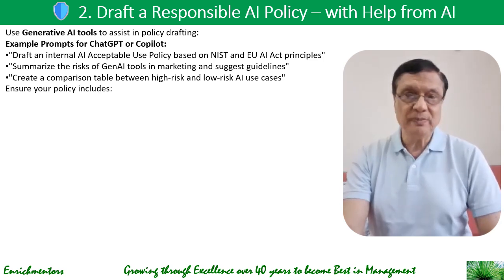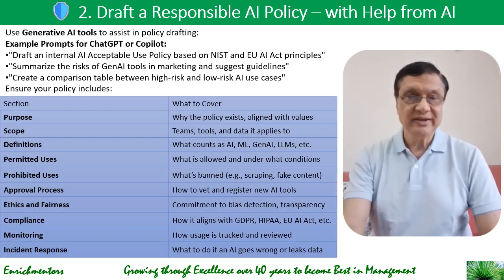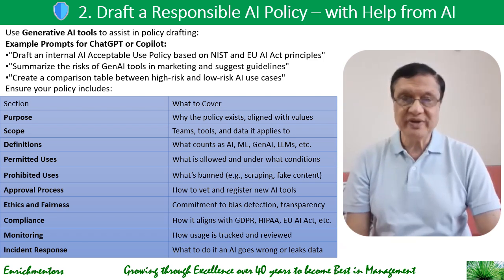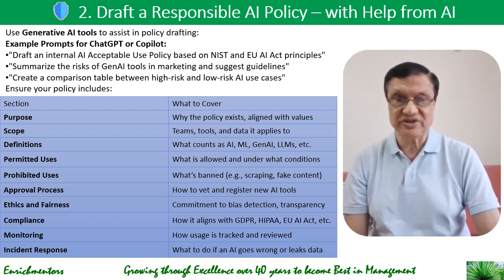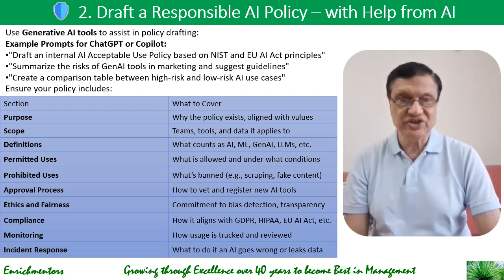And make sure that your policy includes these things. There is a section on purpose where you explain why the policy exists and what values it is aligned with. Then you need to define the scope of the policy with teams, tools, and data that it applies to. Then you need to give the definitions: what counts as AI, ML, Gen AI, LLMs, etc. Important for definitions. Then the permitted uses: what is allowed and under what condition?